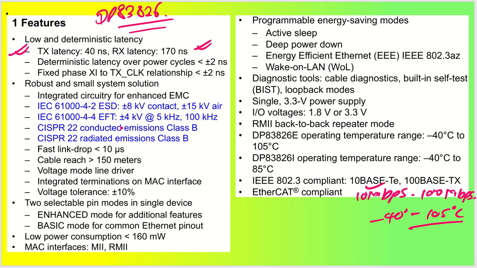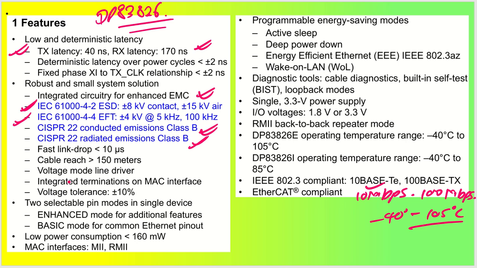Then we should also see some of the system solutions, like it has enhanced EMC circuitry, integrated EMC circuitry. It is capable of IEC 61000-4-2 ESD, which is 8 kilovolt contact and 15 kilovolt air. So that is a very robust standard that is already there for EMI-EMC applications. We have EFT, which is IEC 61000-4-4, and that is capable of up to plus minus 4 kV. It has conducted emission and radiated emission with class B according to CISPR 22.